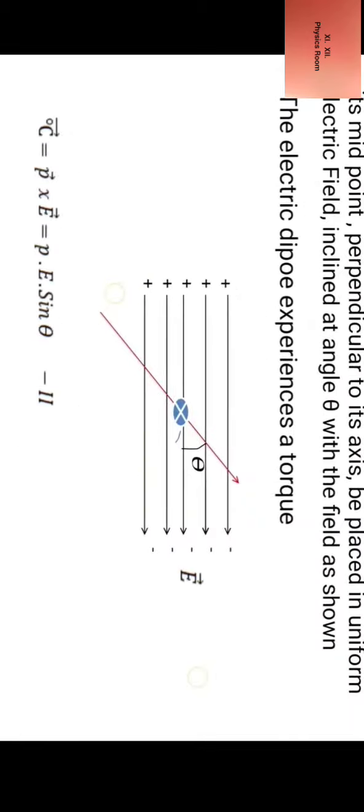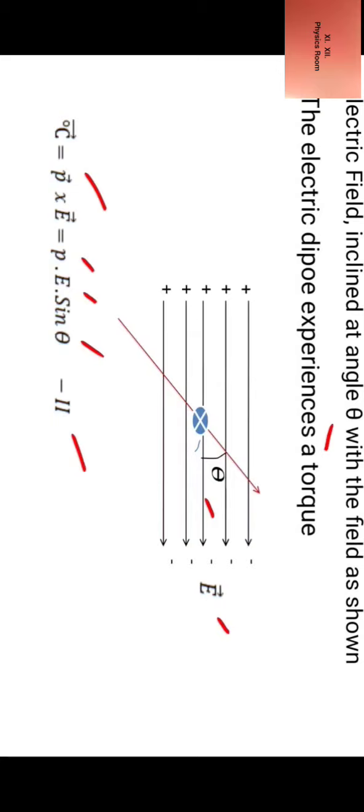Now in the diagram you can see the red arrow is the electric dipole and the cross within the blue circle is the midpoint of the dipole through which the axis of rotation passes, which is perpendicular to the dipole axis, and the dipole is inclined at an angle theta with the field. So this is the diagram. You can understand in this situation the dipole experiences a torque tau equal to P cross E.